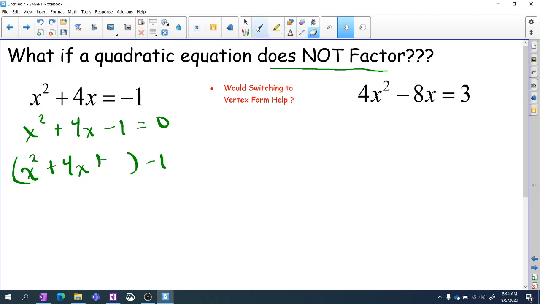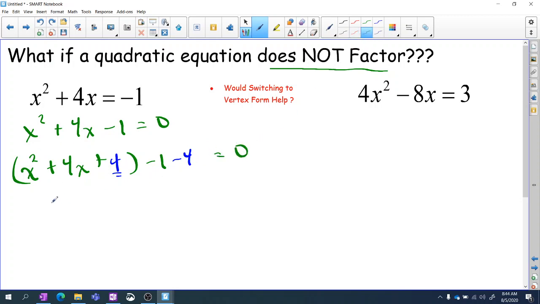Complete the square and then balance it out here. Okay, so let's switch colors. Take half of 4, which would be 2, and square it. There's no coefficient here, so I added 4. I'm going to take away 4 here. Put my equal 0 back in here.